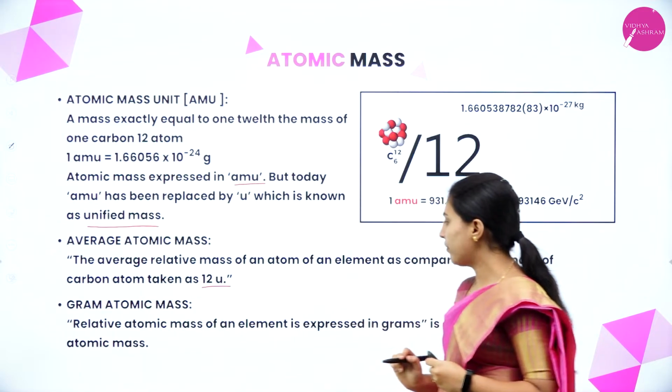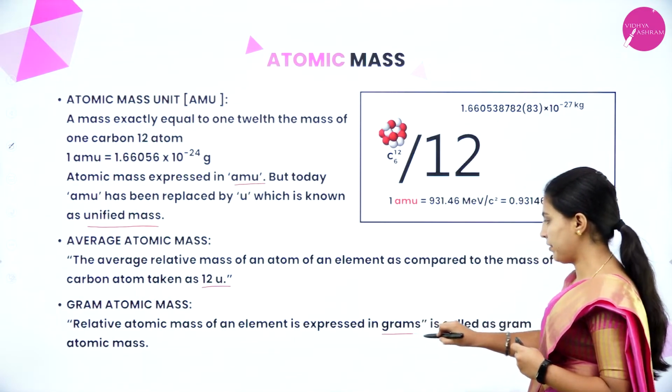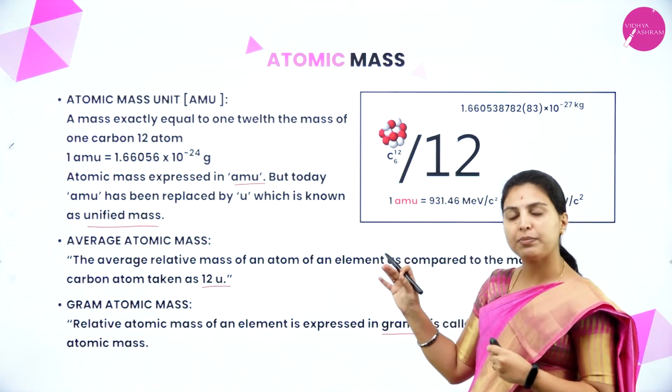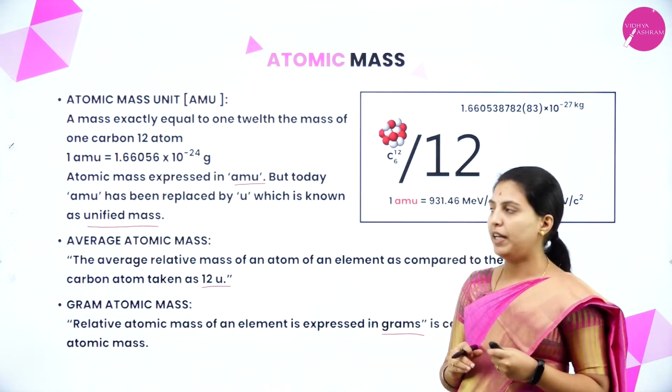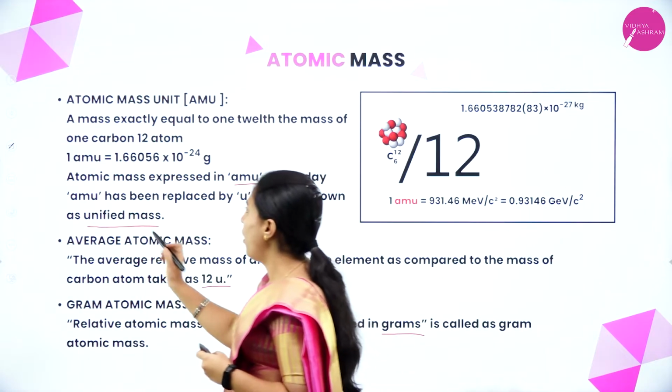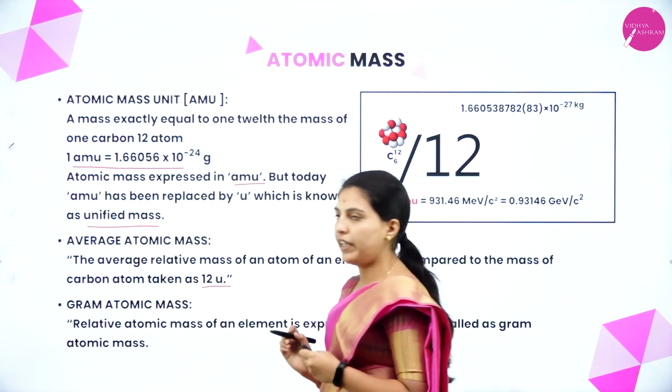Then what is gram atomic mass? The relative atomic mass of the element expressed in grams. If the atomic mass is expressed in grams, we call it gram atomic mass. You should remember the value of 1 AMU.